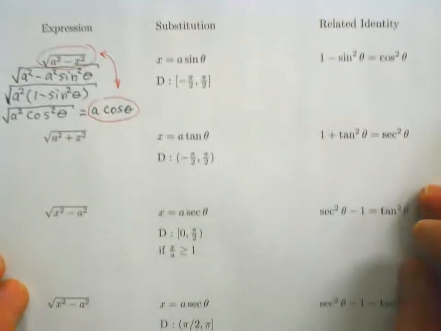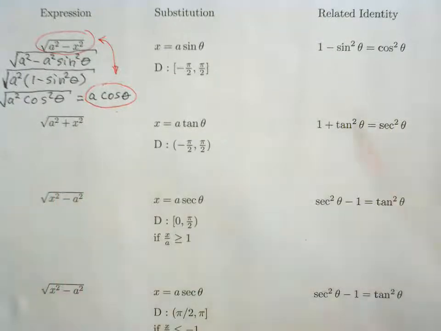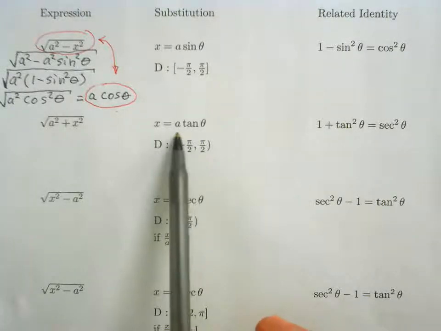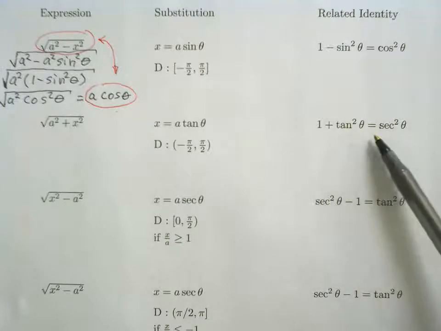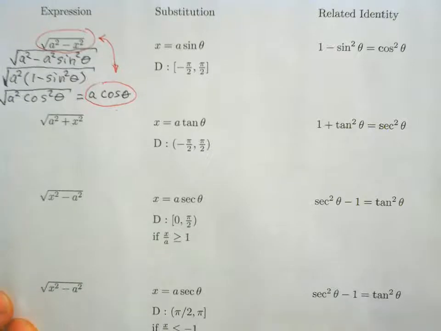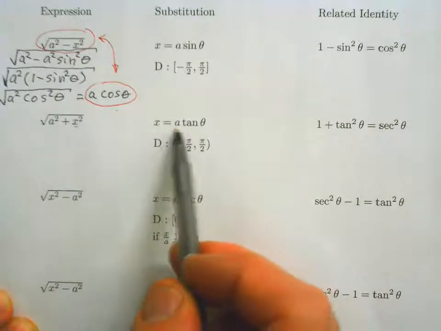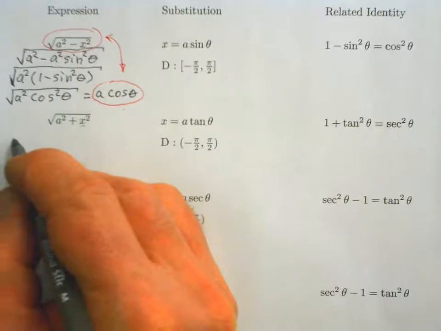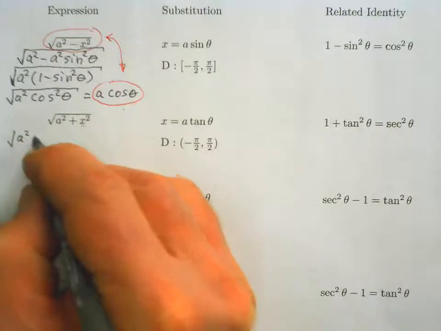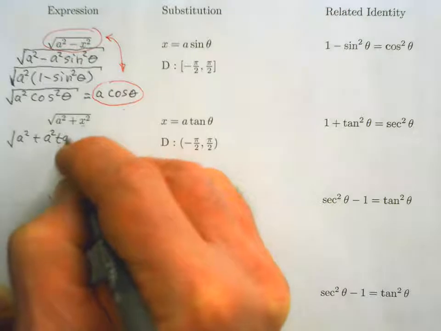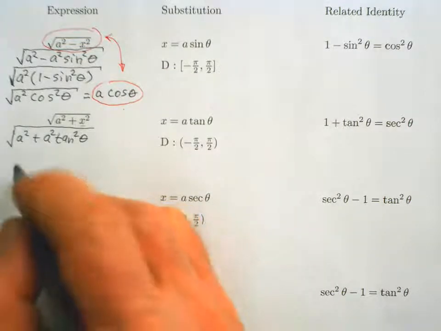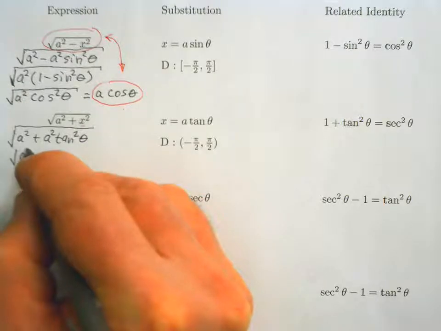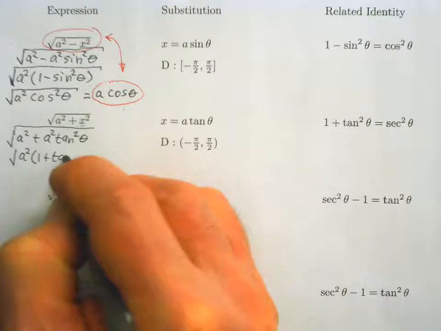In the next one, if we see something like this, an expression with the square root of a squared plus x squared, then we want to use x equals a times tangent of theta. The related identity is 1 plus tangent of theta squared equals secant of theta squared. So if in this expression we replace x with a times tangent of theta, we're going to get the square root of a squared plus a squared times tangent of theta squared. We'll factor out the a squared, so we get the square root of a squared times the quantity 1 plus tangent of theta squared.